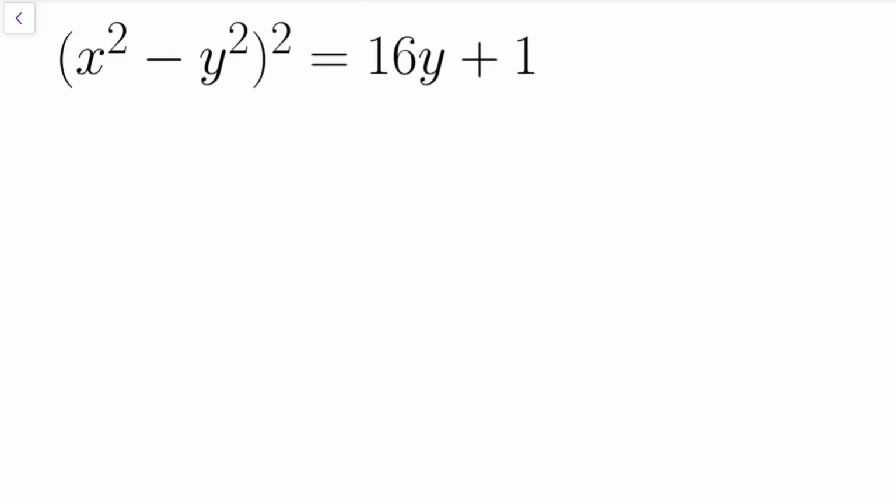My first observation on this equation is that I can ignore all the cases when x and y are negative numbers. The first reason is that the left side is a perfect square, so it's non-negative, which means 16y plus 1 is non-negative. So y is at least minus 1 over 16, and since y is an integer, this implies y is never a negative number.